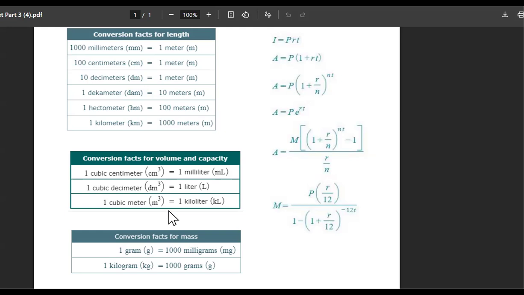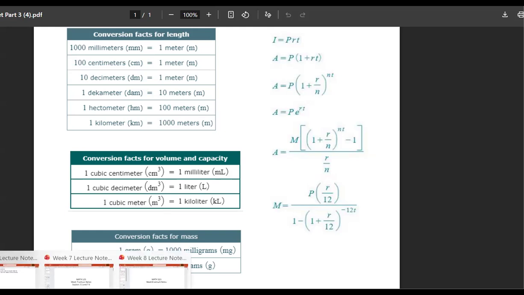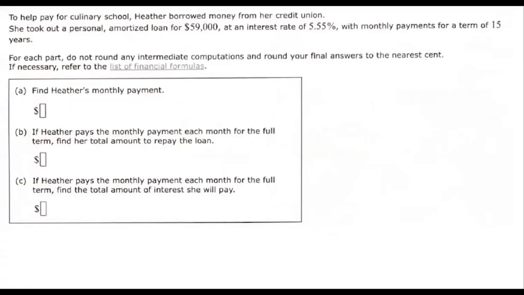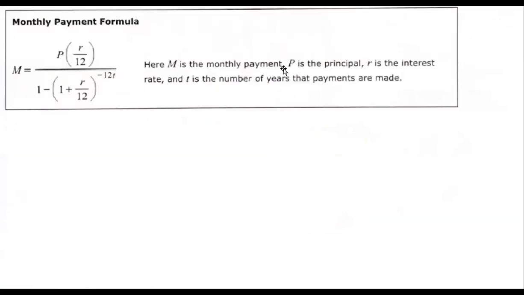Let's go back to that here. I already made a copy of that here. So in this case, M is the monthly payment, P is the principal, R is the interest rate, and T is the number of years that payments are made. That's what we're going to be using to solve this.